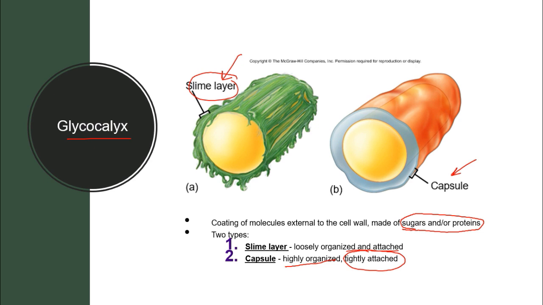Now the components of the slime layer and capsule help the bacteria escape the host defenses, because the host produces antibodies to bind with specific antigenic determinants present on the surface of the bacterial cell.